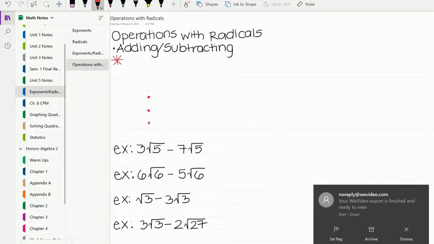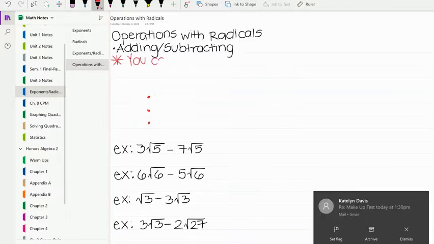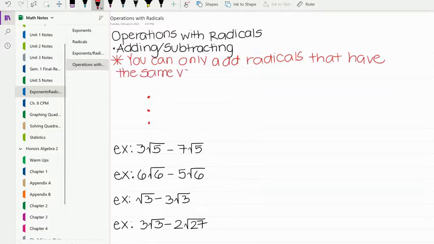For example, our first thing that we are going to say is you can only add radicals that have the same value. And we'll kind of talk about what this looks like with a few examples. And then I'm just going to say you may need to simplify first.